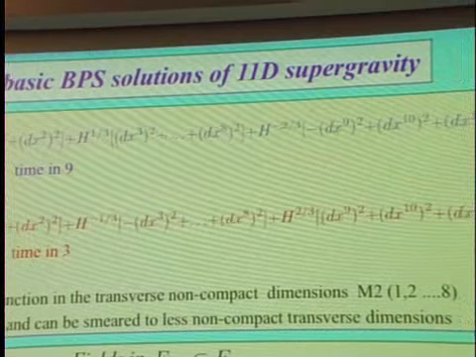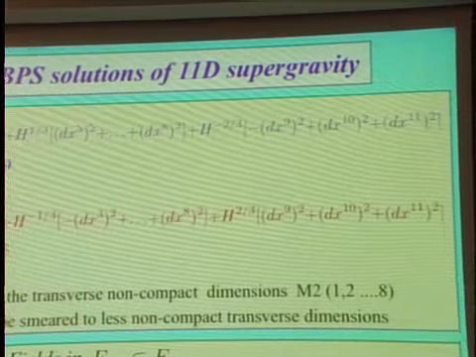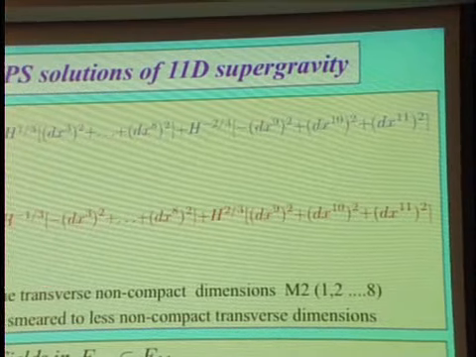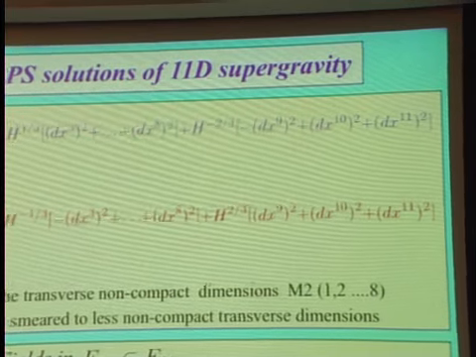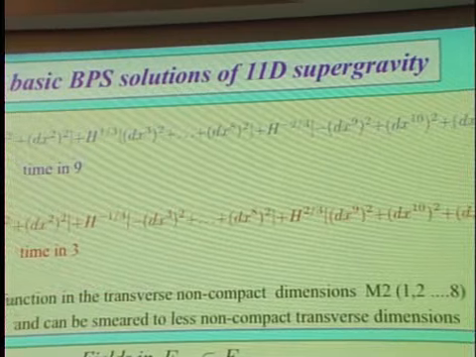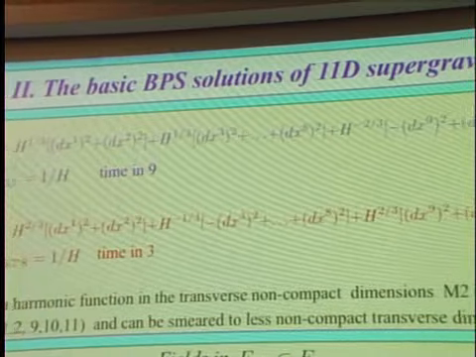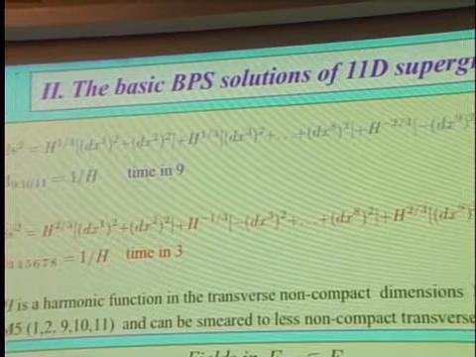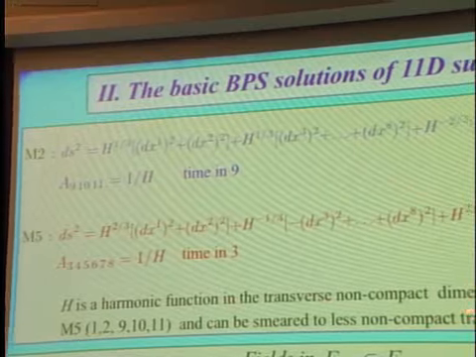And now, everything is expressed in terms of h in this solution of gravity, but h is what? H is a harmonic function in the transverse non-compact dimension for these branes, and we can in fact average the branes over some dimension if we compactify them, and then it's a harmonic function in the remaining non-compact dimension. This is the solution of gravity.